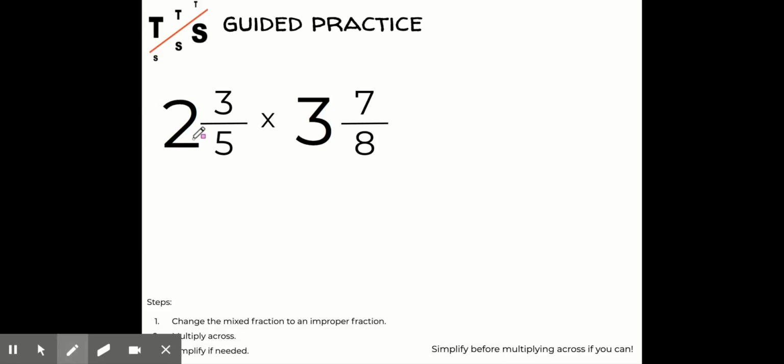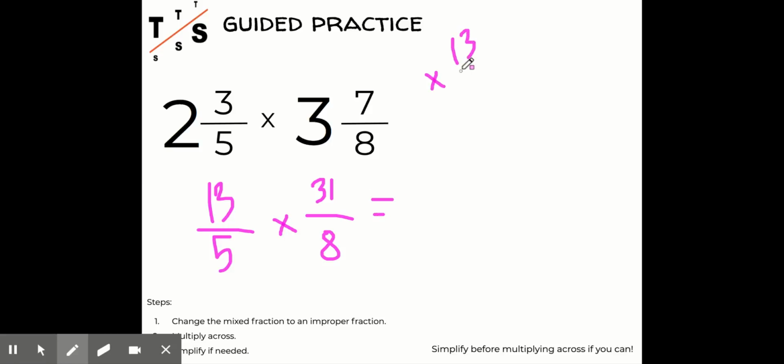Let's change these into improper fractions. 2 times 5 is 10, plus 3 is 13. Keep the same denominator. 3 times 8 is 24. 24 plus 7 is 31. Keep the same denominator. It looks like I can't simplify anything going across here, so I need to just multiply. 13 times 31, I'll come over here and multiply.